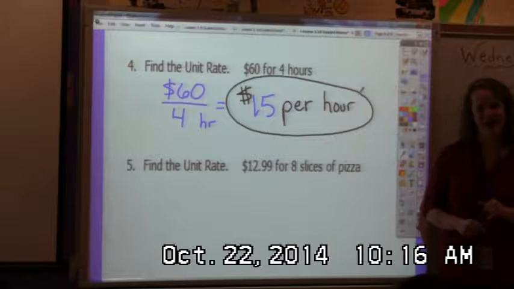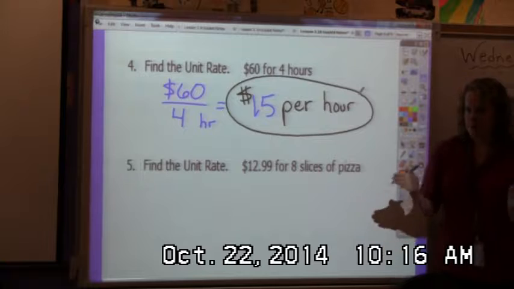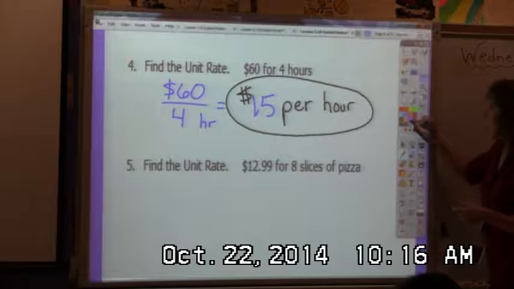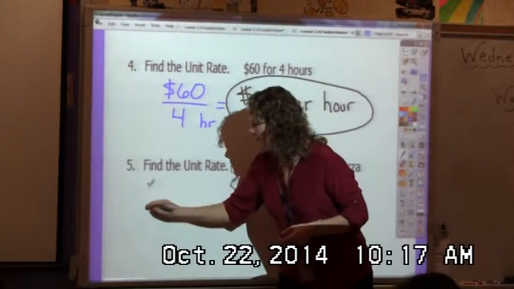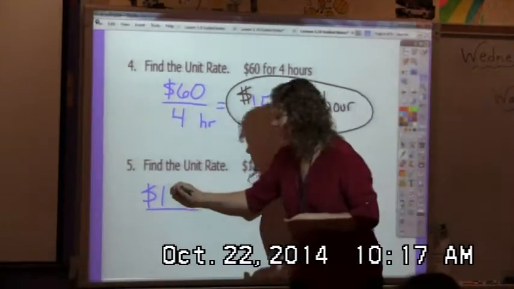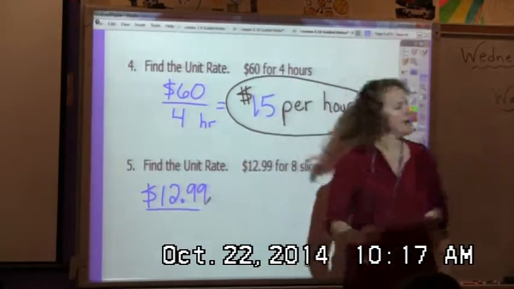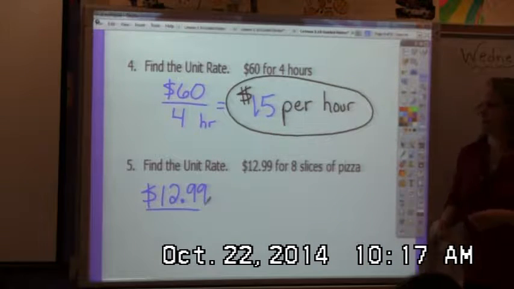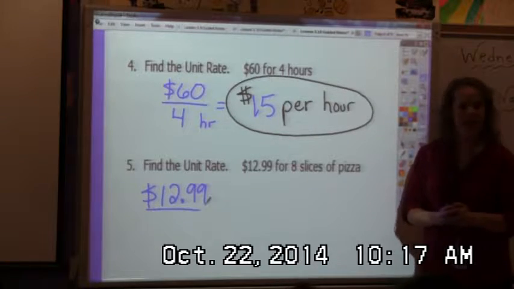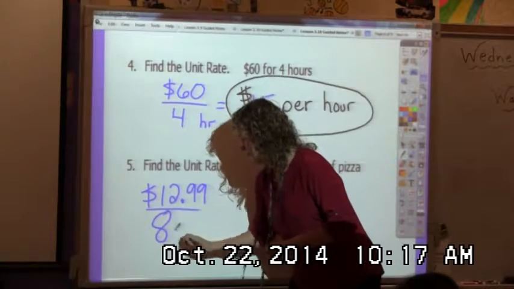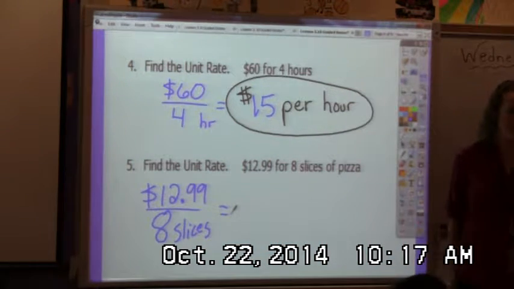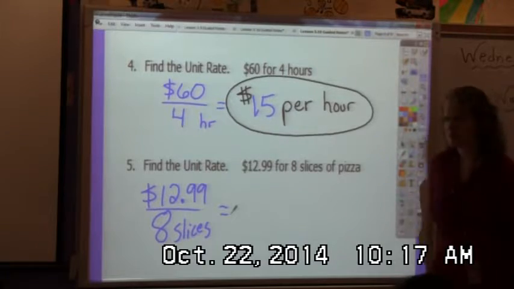All right. Number 5. Find the unit rate. If it costs $12.99 for 8 slices of pizza, what should go on the top? $12.99. Thank you. That's not what I want. $12.99. What goes on the bottom? Not yet. We'll round later. $12.99 on the top. 8 slices of pizza on the bottom. And then you can punch that into your calculator. Top divided by bottom. How much is this pizza?